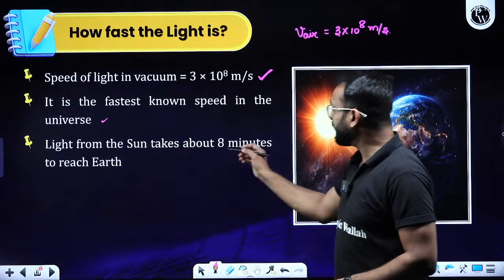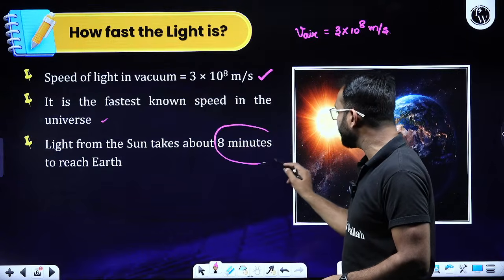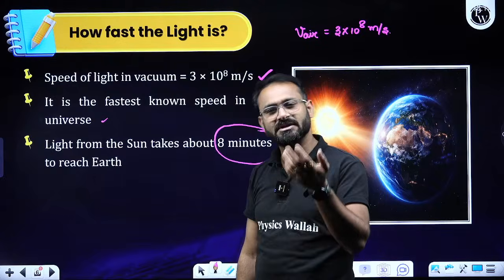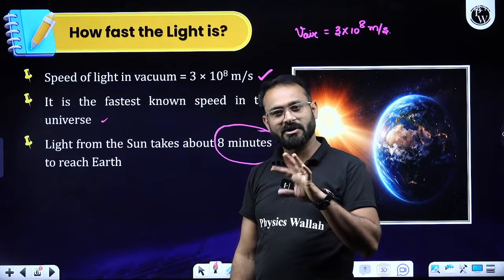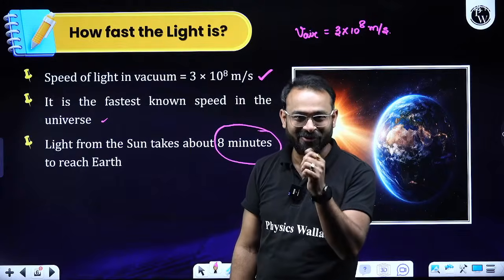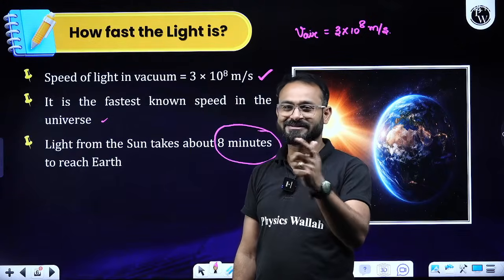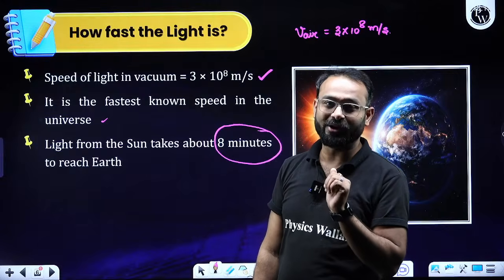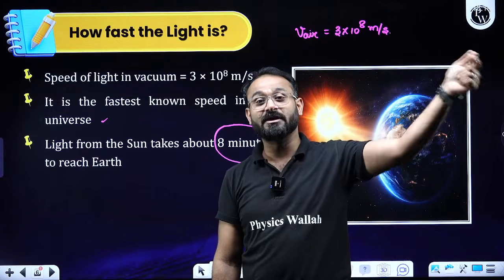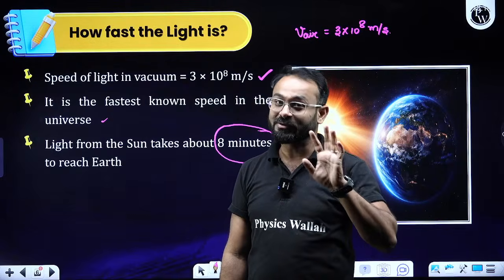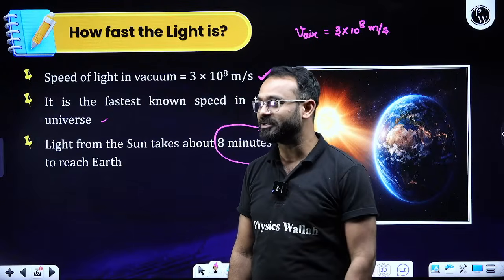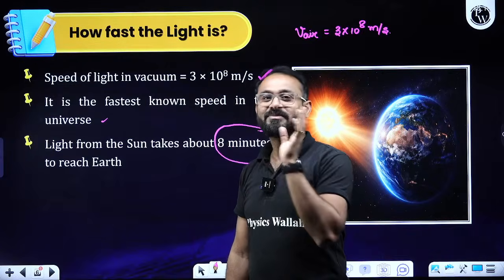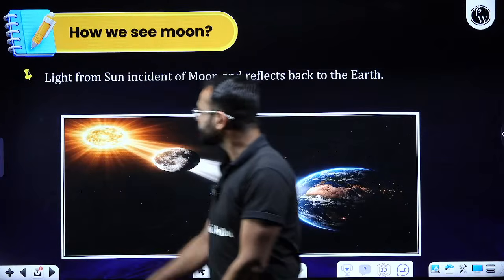Light from the sun takes nearly 8 minutes. Generally, people say it's 7.5 minutes. Yeah, it's nearly 8 minutes, rounded off. Approximately, this is how you say that. So I'm also mentioning that approximately 8 minutes it is going to take to travel from sun to earth. So now you can imagine how far the sun is from the earth. So this is how it is.